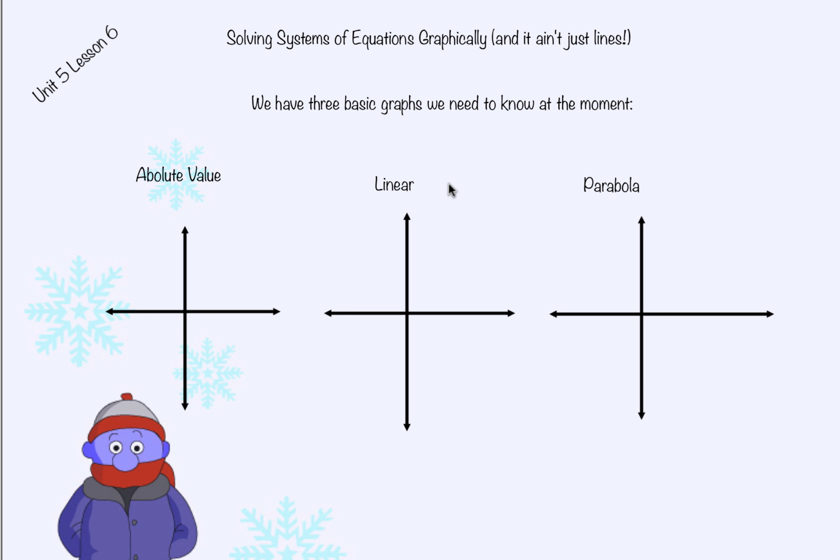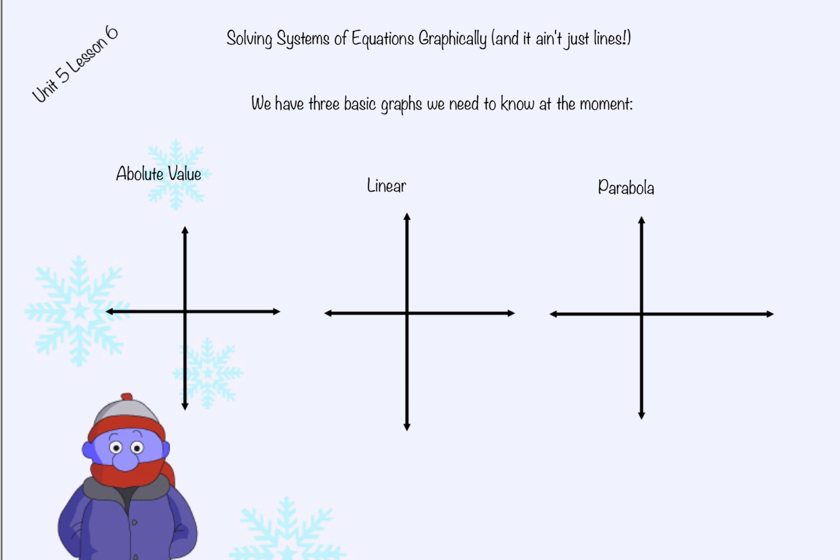We're going on to solving systems of equations graphically, but this time it isn't just lines. We are going to look at some other shapes that cross each other on a graph. Right now you should have three basic shapes that you should know: absolute value, linear, and a parabola.